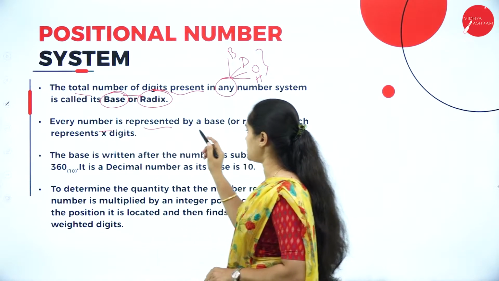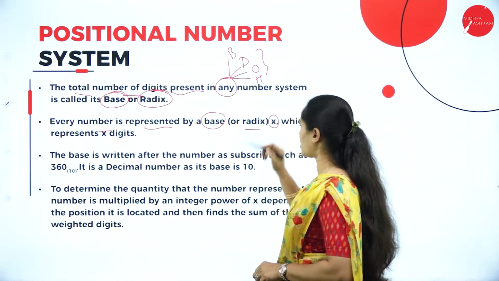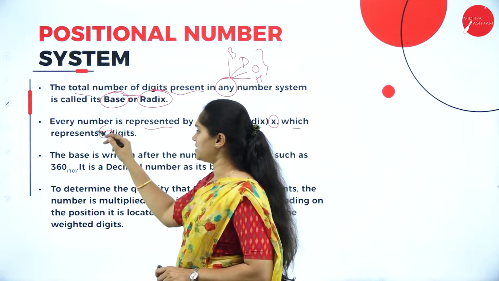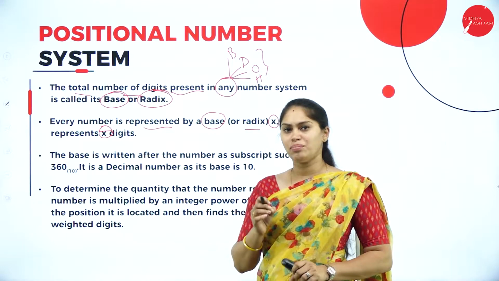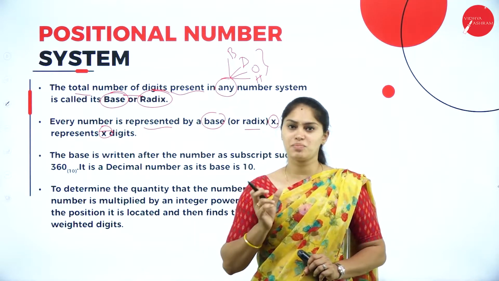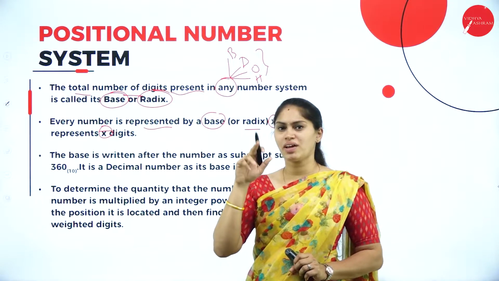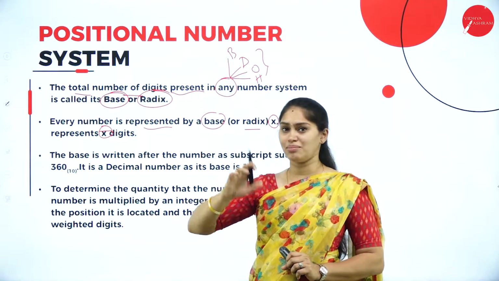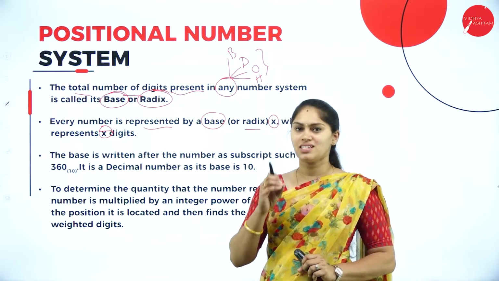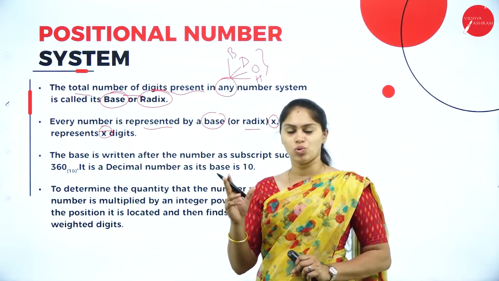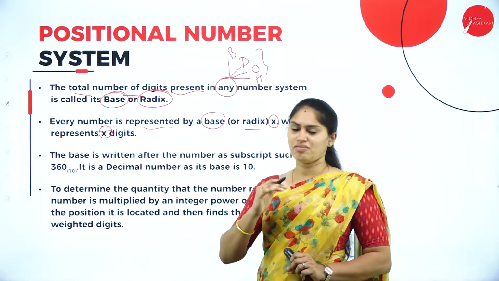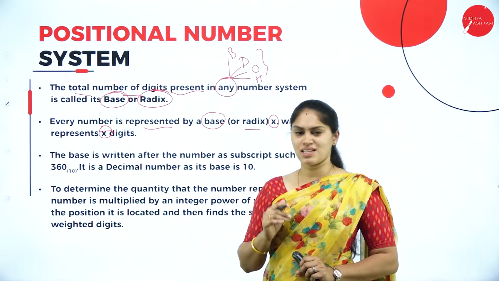Every number is represented by a base or radix. Then we are calling that radix as what? X. And then which is represent x digits. So if I wanted to represent any number with a particular number system, then we have to mention its base. So in order to mention the base, we are calling that as x. That x can be the total number of digits which is present in a particular number system. If I consider a binary, its radix is 2. If I consider octal, radix is 8. If I consider hexadecimal, 16. If I consider decimal, then its base is 10.